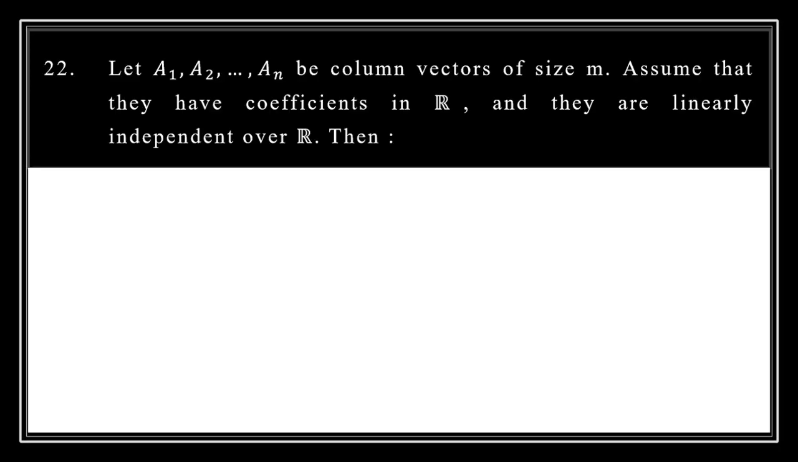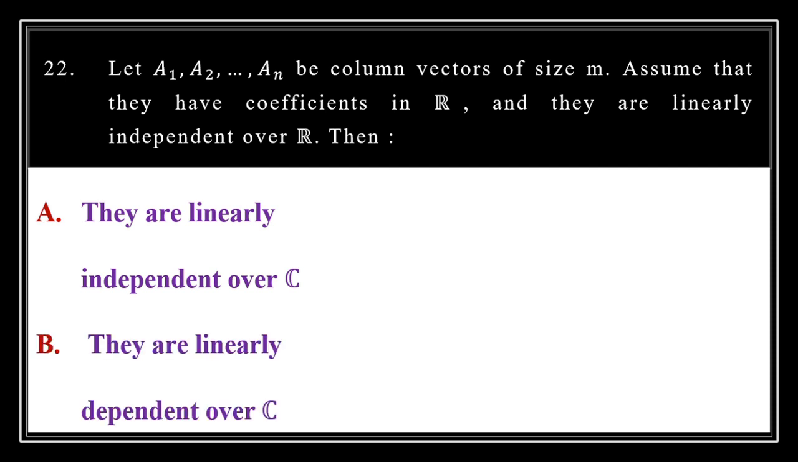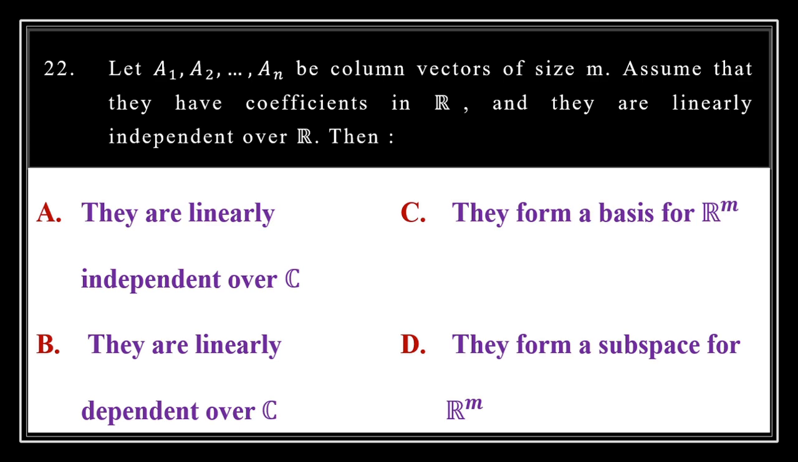Question 22. Let a1, a2, ..., an be column vectors of size m. Assume that they have coefficients in the set of real numbers R and they are linearly independent over R. Then option A, they are linearly independent over C. Option B, they are linearly dependent over C. Option C, they form a basis for Rm. Option D, they form a subspace of Rm.